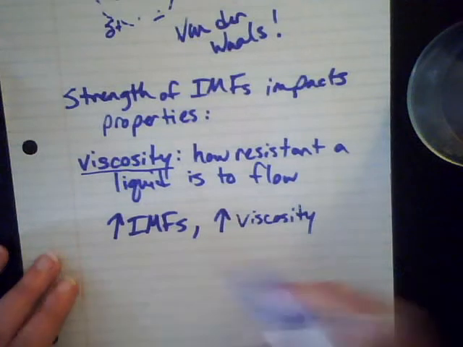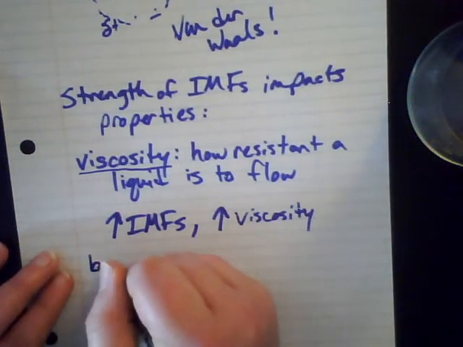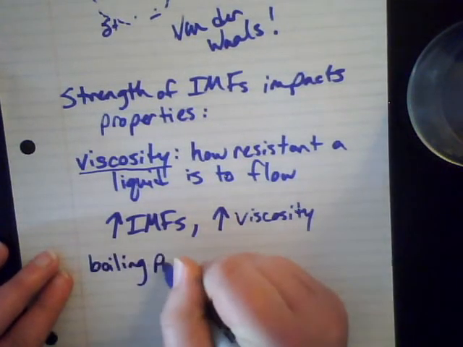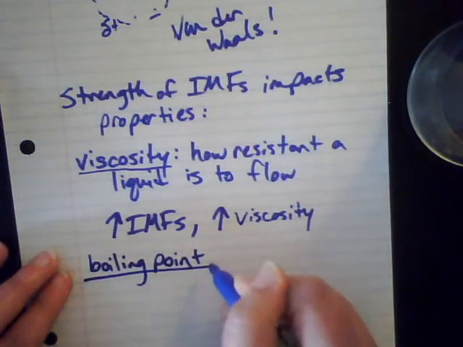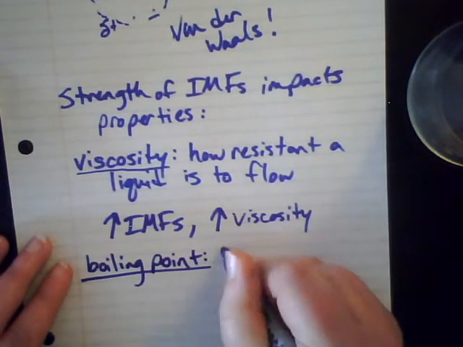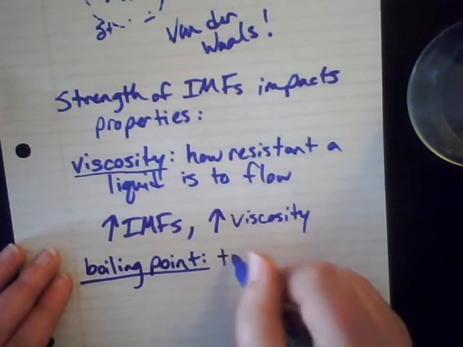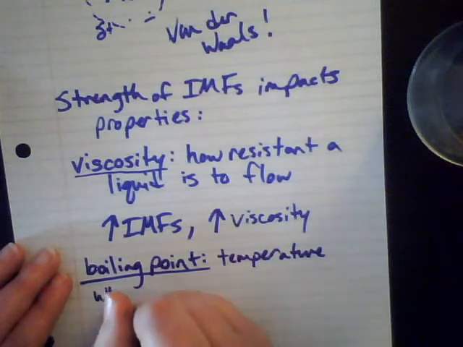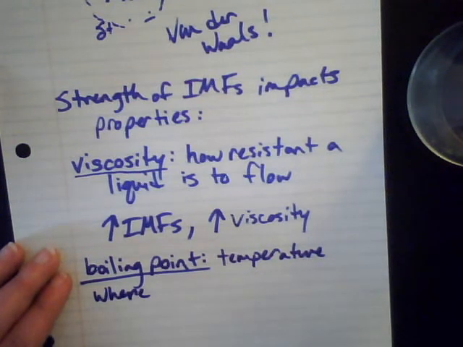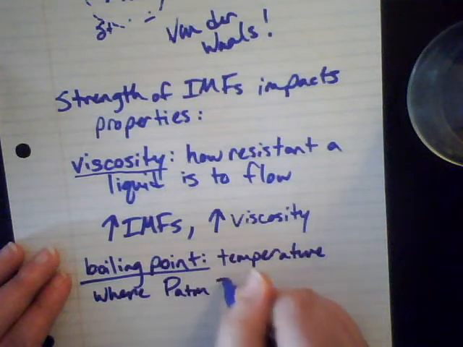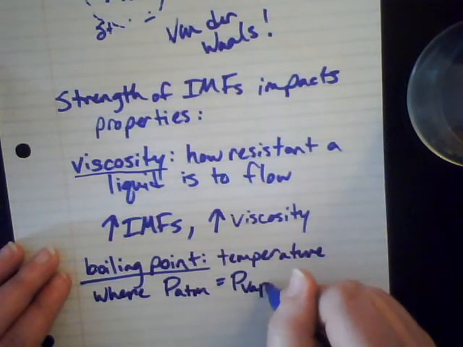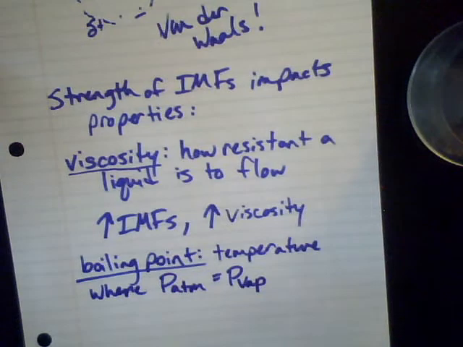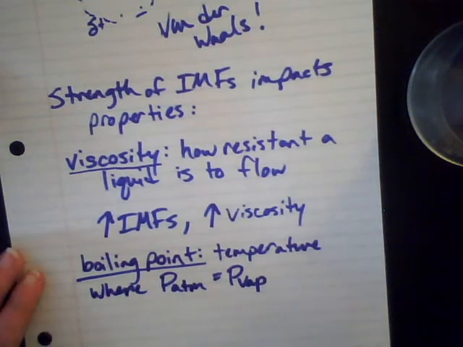Another characteristic that's impacted by these IMFs is boiling point. The boiling point is the temperature at which something boils. It's also the point where the vapor pressure is equal to the atmospheric pressure. So I'm going to say P atmosphere is equal to P vap, right? So the vapor pressure, or the partial pressure of the gas over that liquid, is equal to the atmospheric pressure. At that point, then the liquid starts to boil.